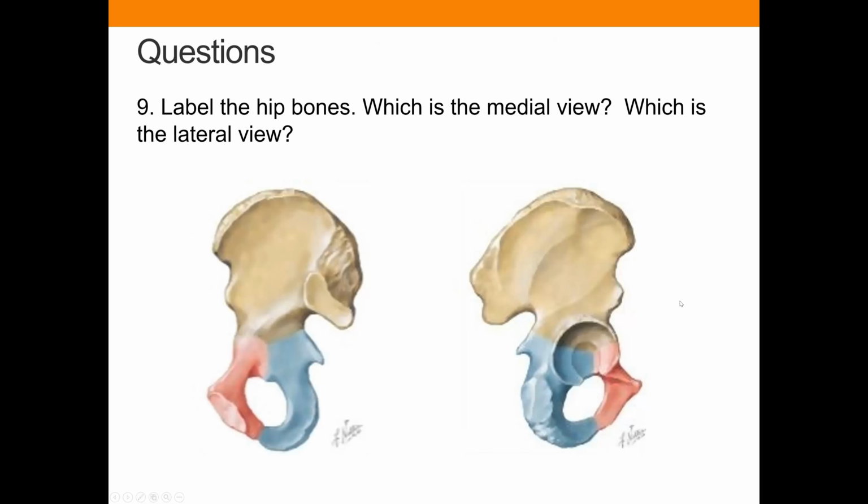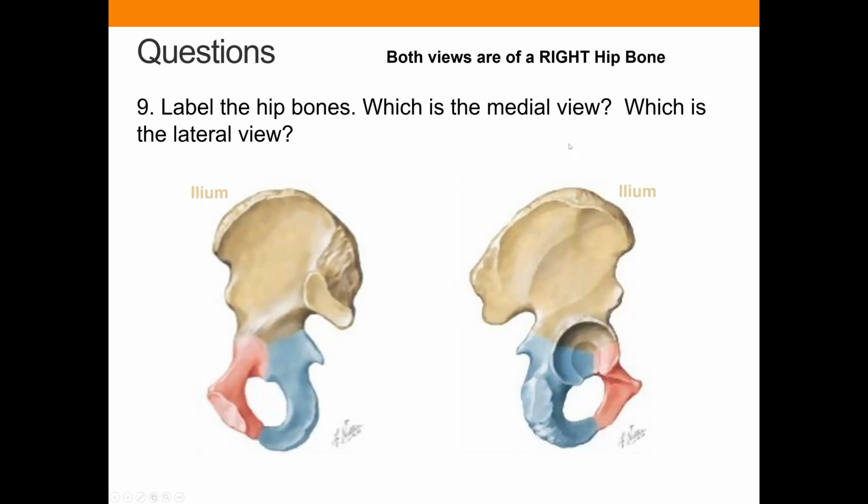Number 9, label the hip bones, which is the medial view, which is the lateral view. So let's first point out that these are both views of a right hip bone. So it's the same bone, it's just one has been flipped over to see the other side. And so to determine which is medial and which is lateral, we are going to first identify the 3 bones that fuse together during development to make this overall hip bone.